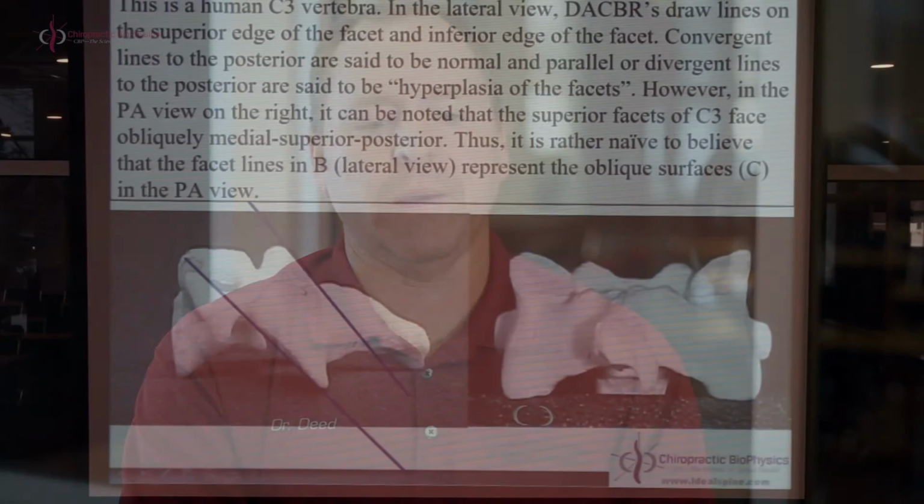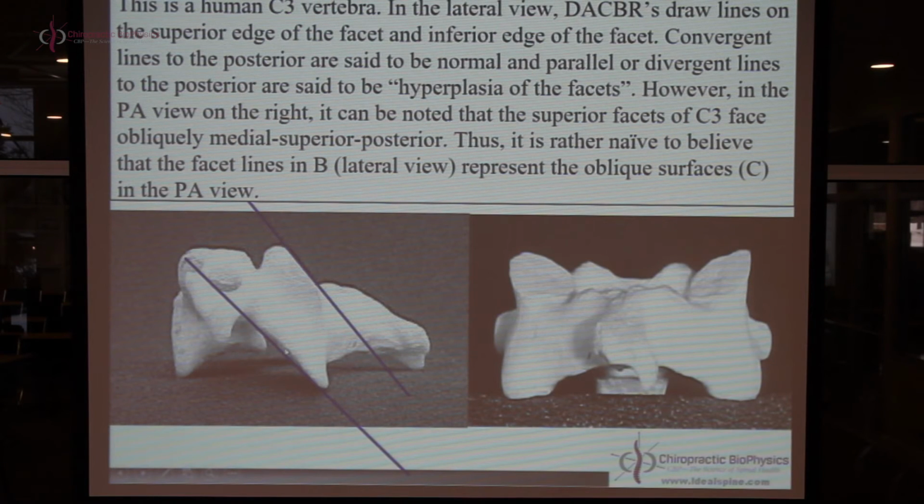So here's the idea. We're going to look at, do these facet surfaces converge posteriorly or are they parallel? Now I do want to throw out this. In my opinion, and in the author's opinion of this study that we're talking about, we believe it's naive, in fact very naive, to believe that a sagittal plane assessment on the facets can accurately assess the slope of this curvature.